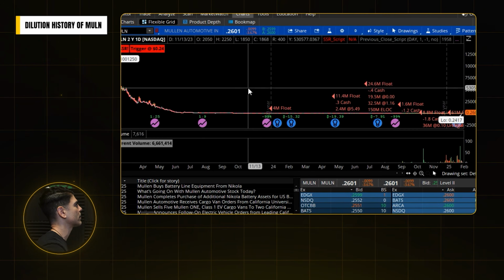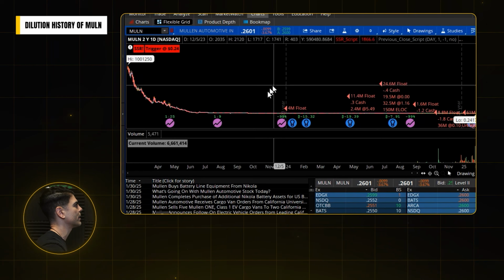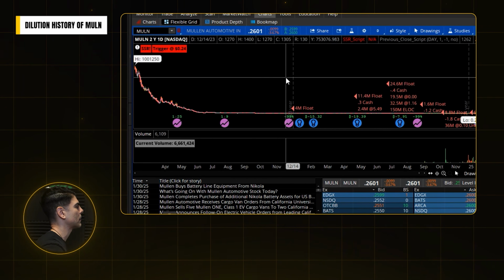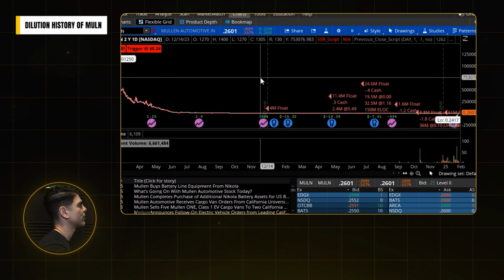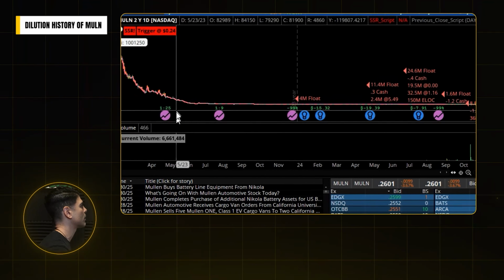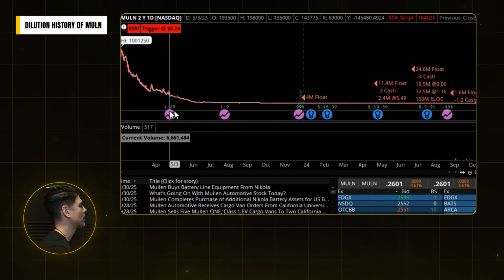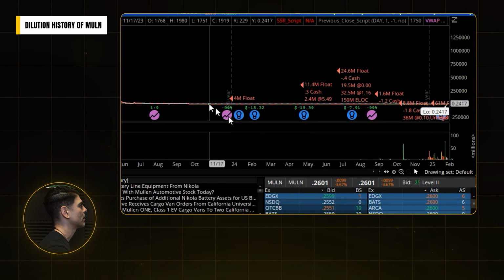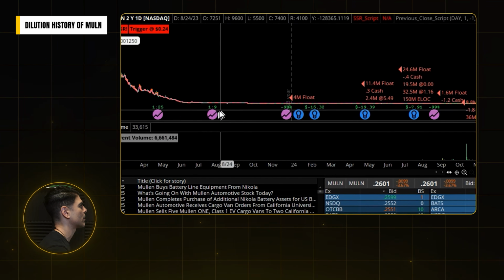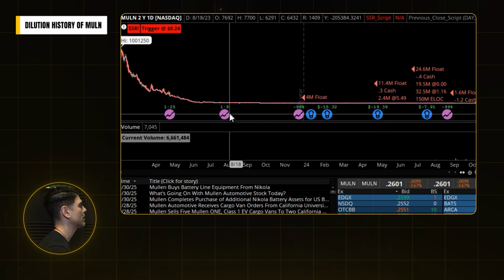Okay, so this is the MULN chart. This is the 2-year chart. Over here you can see I've annotated over time, and this is what I do to keep track of the float. There's really nothing out there that keeps track of historical float. As you can see, there are all these reverse split bubbles, these purple marks, and I'm using Thinkorswim. It shows the reverse split bubbles.